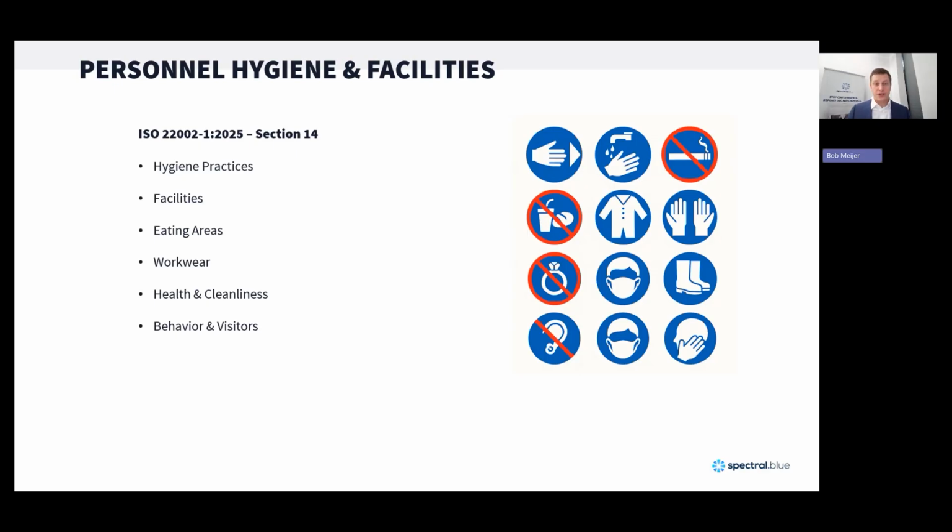Then personal hygiene and facilities, section 14. Of course, there must be clear rules for personnel cleanliness and behavior, and they also need to be documented, communicated, and followed by all personnel, including the visitors. Hand washing stations, toilets, and changing areas must be sufficient, well placed, and hygienically maintained. Staff food must be stored and consumed in designated areas to avoid cross-contamination. And protective clothing must be clean, fit for purpose, and properly used.